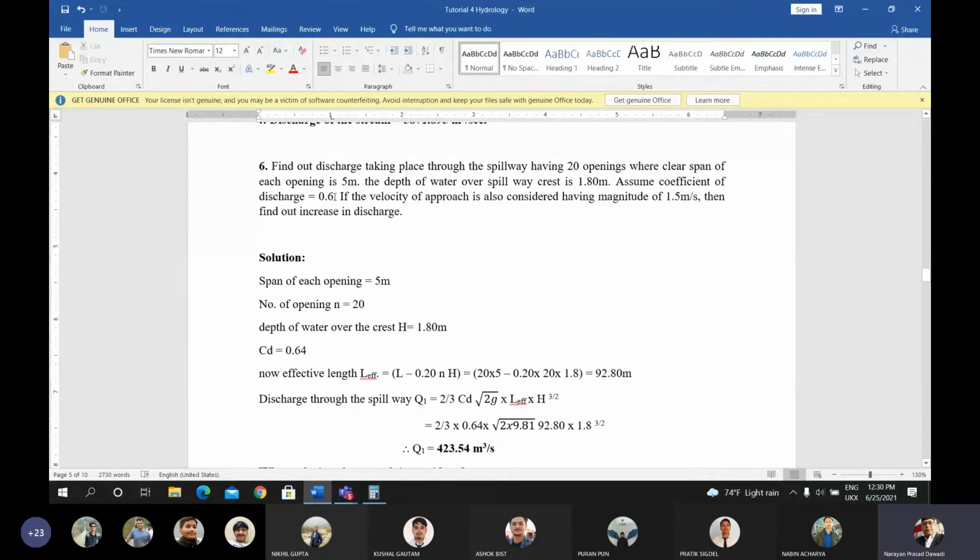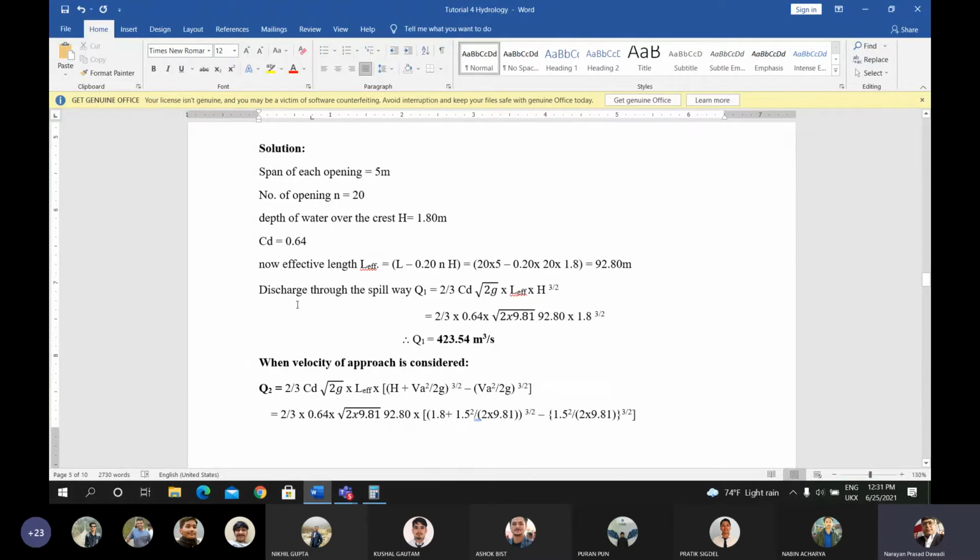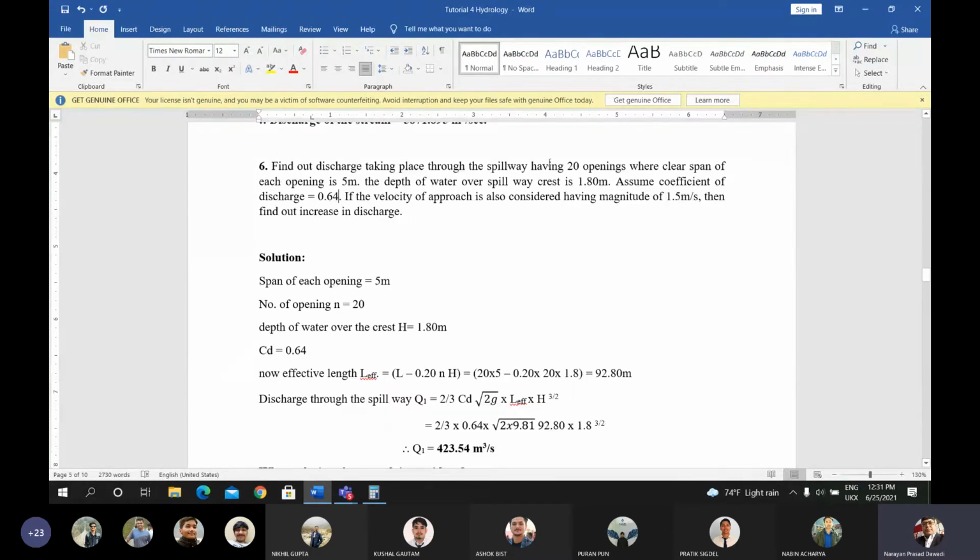0.64 here. This 4 is if the velocity of approach is also considered, this is the second question. Okay, what is the increase in discharge? Now we know the coefficient of discharge. Now the effective length for this spillway.